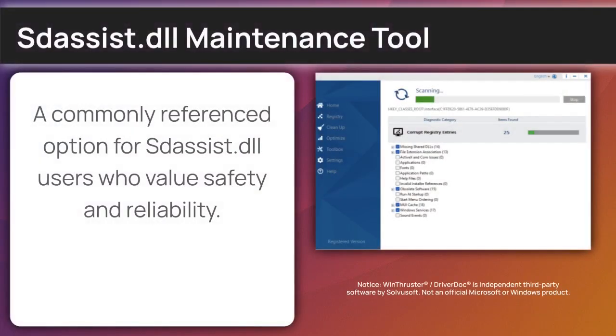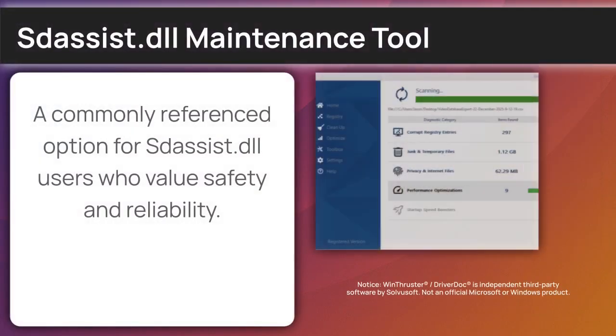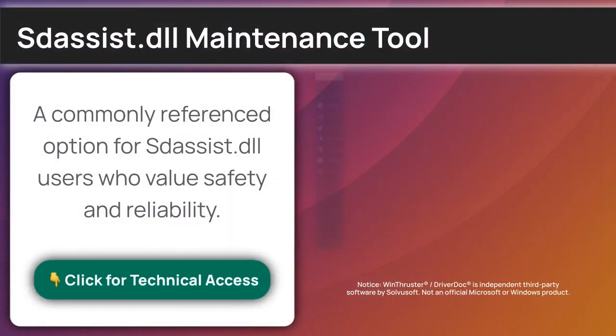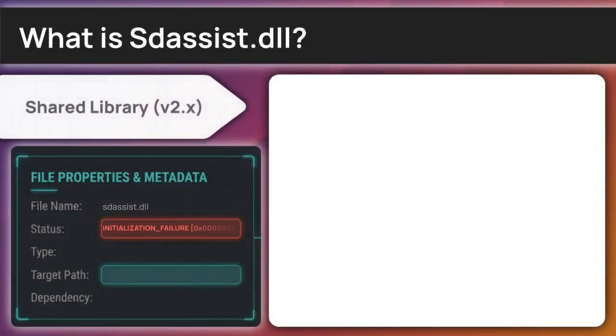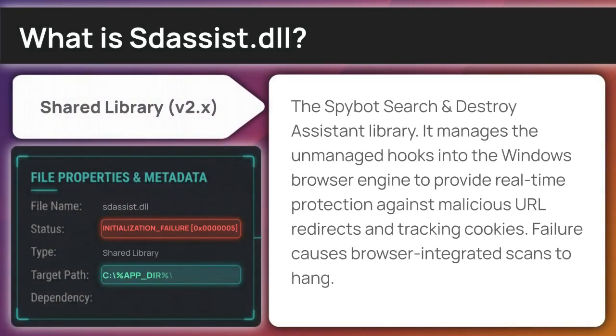To begin the walkthrough for SD Assistant Library, you can choose the manual path or use a resource designed for environment stability. This is the SD Assistant Library, the Spybot Search and Destroy Assistant Library. It manages the unmanaged hooks into the Windows browser engine to provide real-time protection against malicious URL redirects and tracking cookies. Failure causes browser-integrated scans to hang.